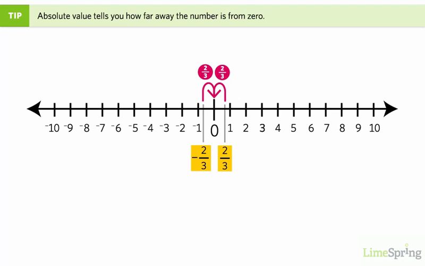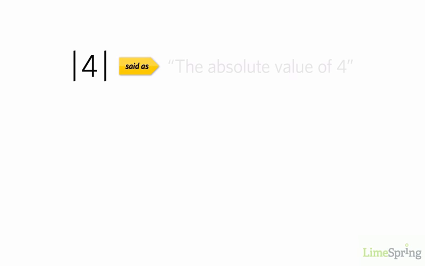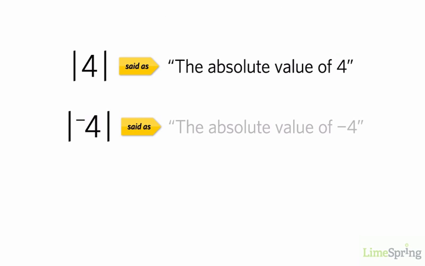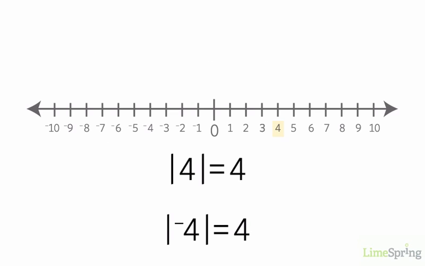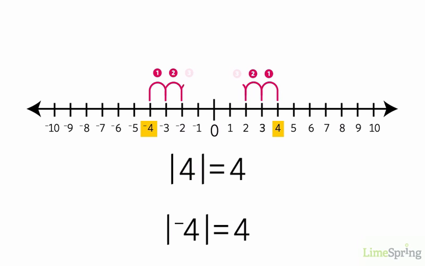Now, there is one more item to discuss when referring to absolute value, and that is how to write it. The absolute value of a number is designated by using 2 bars, one on each side of the number. For example, this symbol means the absolute value of 4, and this symbol means the absolute value of -4. Both of these expressions have a value of 4, because both 4 and -4 are 4 steps away from 0.